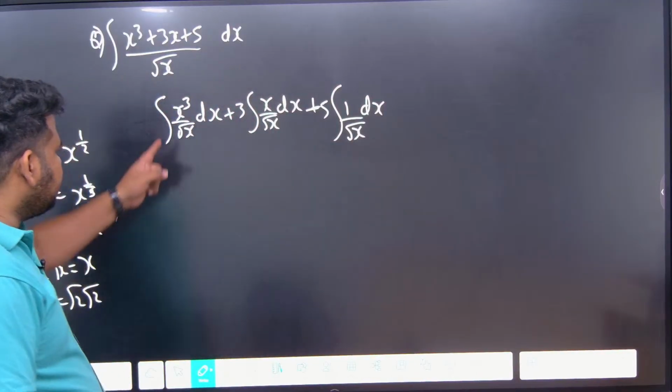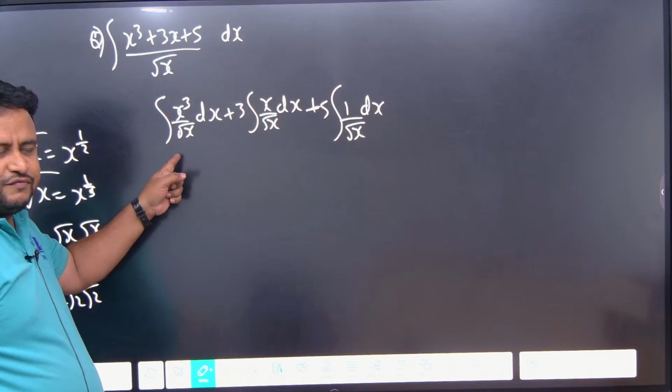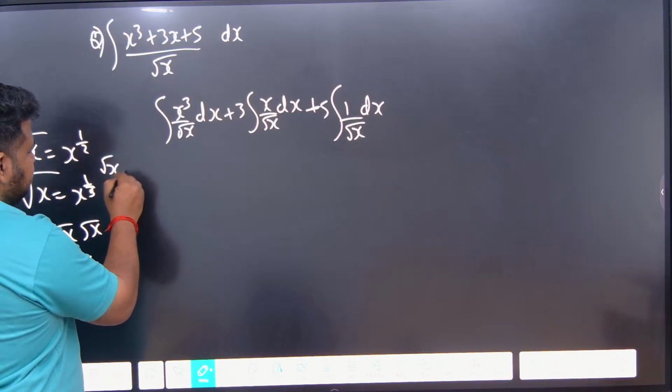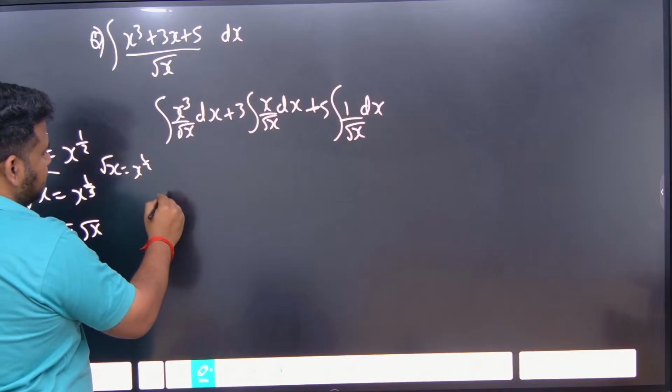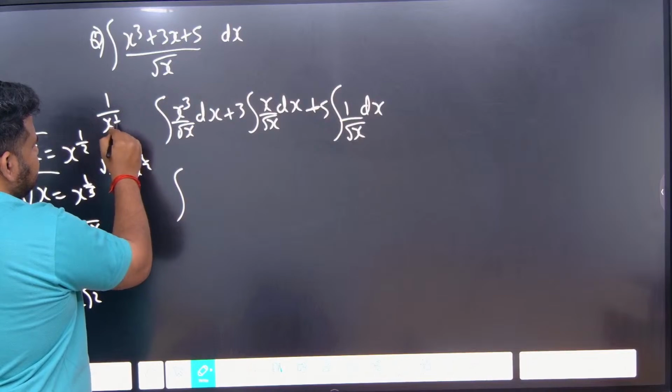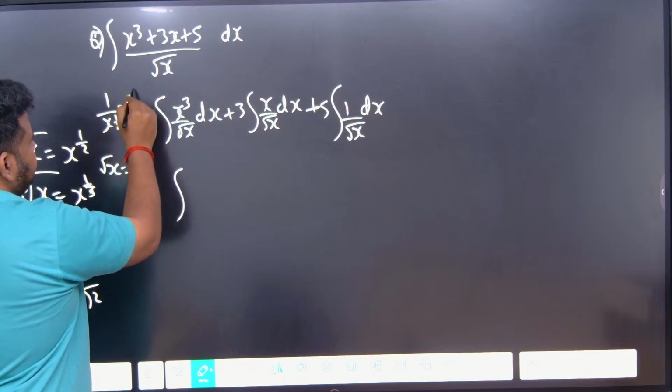Now x cube by square root of x. Square root of x is what? I can write the square root of x as x to the power of 1 by 2. So what will happen? This x to the power of 1 by 2 is in the denominator, 1 by x to the power of 1 by 2. So if I take it up, this will become x to the power of minus 1 by 2.